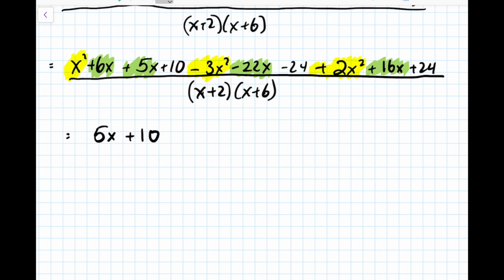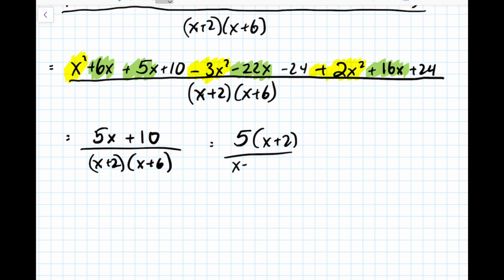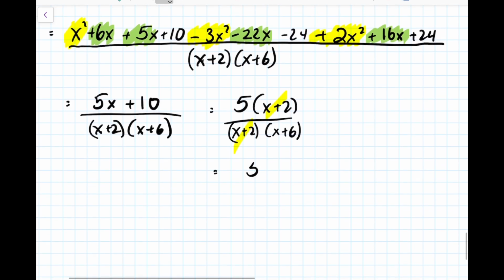So we've got 5x plus 10 over our denominator of x plus 2 times x plus 6. And so suddenly this one became way simpler looking. We can factor out up top, so we do have a common factor. We're going to take out the 5. It's going to leave me with x plus 2. And that is going to cancel out with the x plus 2 in our denominator, which is going to get us our final, much simpler looking answer of 5 over x plus 6.